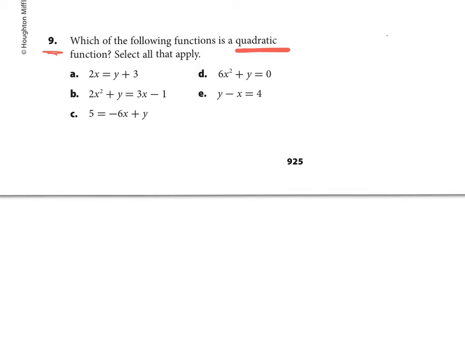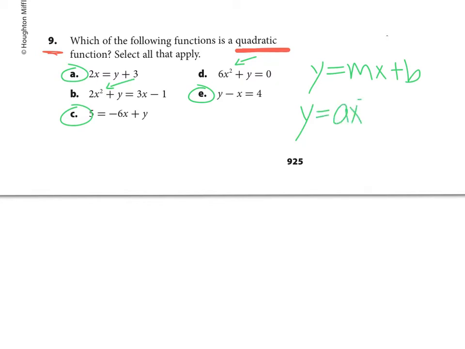So this is for the x term. So what you're looking for is, if you look right here, this is x to the second. This one has an x to the second. So those are our quadratics. A, E, and C are all linear functions, okay? So you think about rewriting them. Linears would be y equals mx plus b. Quadratics in standard form would be ax squared plus bx plus c. So in this case, B and D are our quadratics.